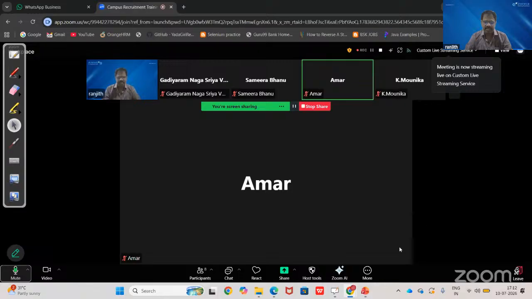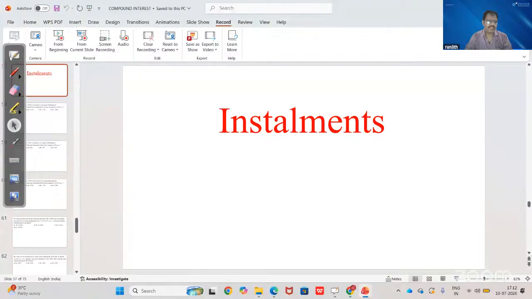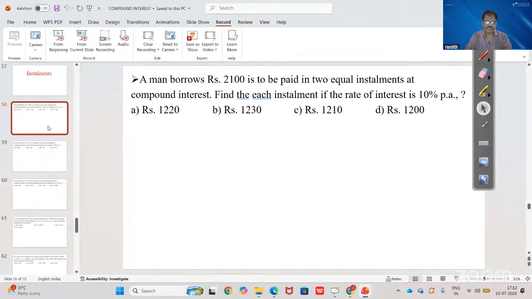So let's start the topic. Today our topic is installments in compound interest. Let's see the question. Try to solve this one.